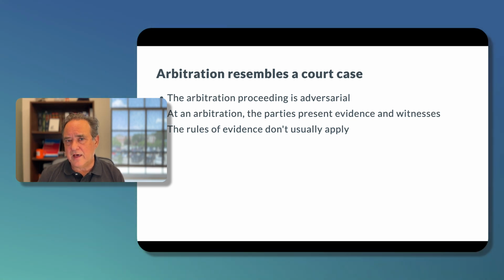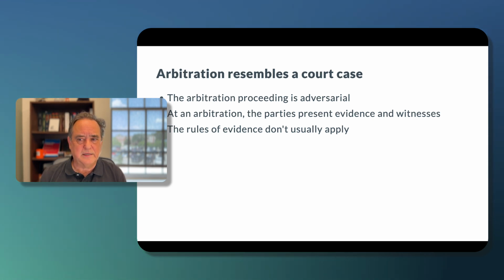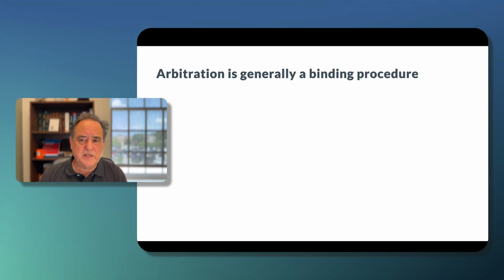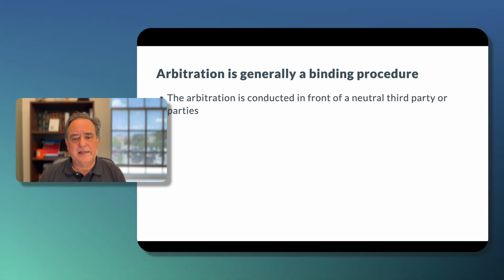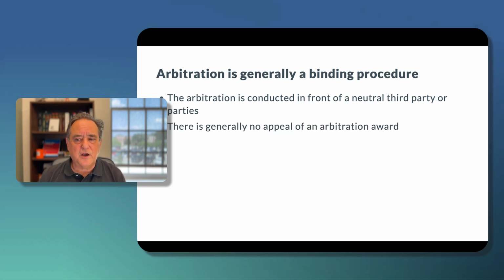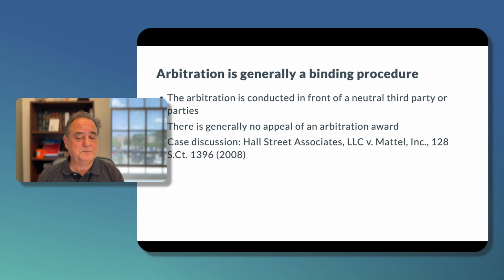With a jury, you have a lot of concerns. With an arbitration panel, everything comes in and we leave it up to the arbitration panel, who has expertise, to decide what is relevant and what is not. As I said, arbitration is a binding procedure. It is conducted in front of a neutral third party or multiple parties. And of course, there is no appeal of an arbitration award, even if the parties agree to an appeal.